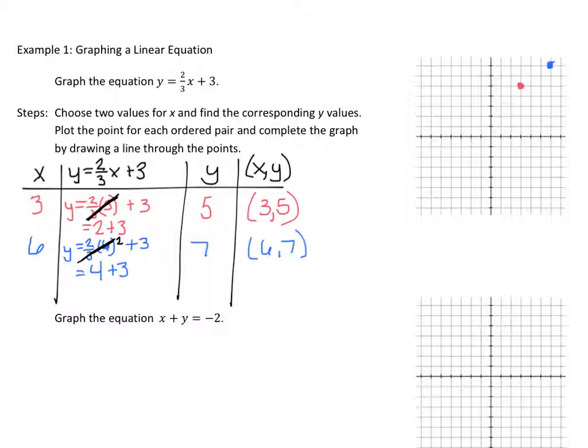Alright, from that, you can use a ruler or just do your best. Make a straight line going down from there.